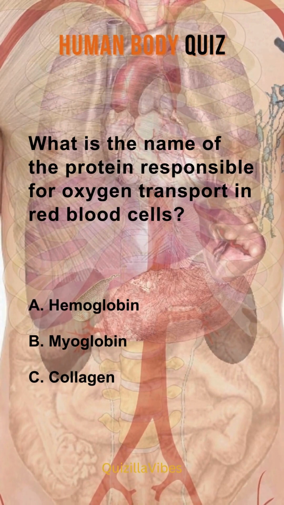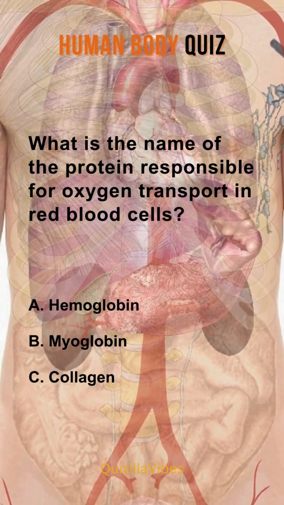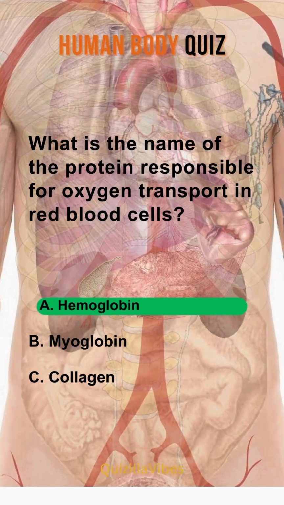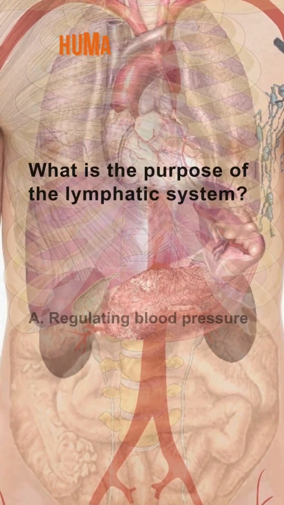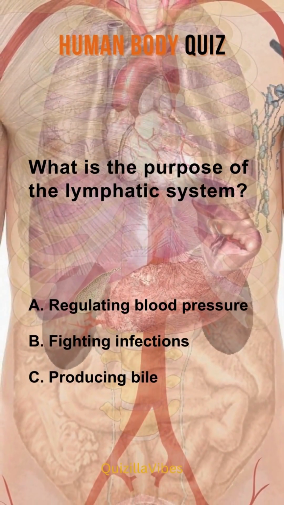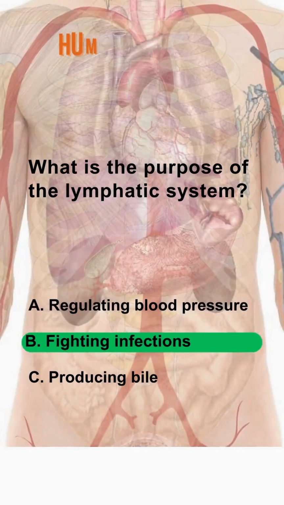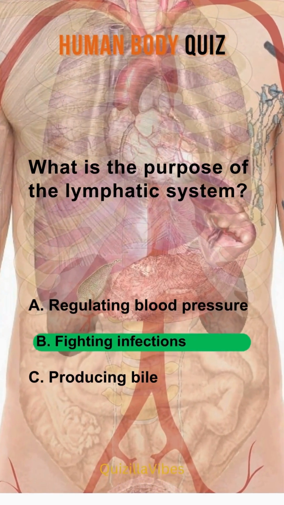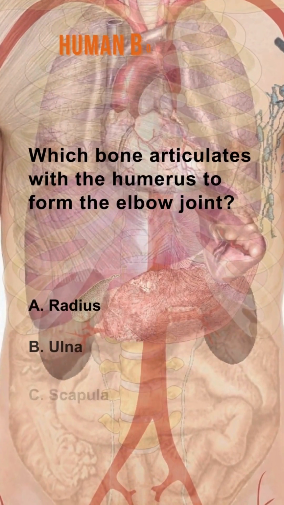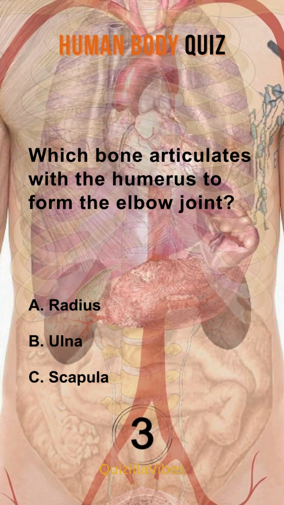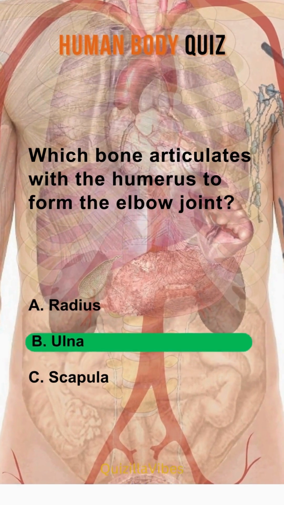What is the name of the protein responsible for oxygen transport in red blood cells? Hemoglobin. What is the purpose of the lymphatic system? Fighting infections. Which bone articulates with the humerus to form the elbow joint? Ulna.